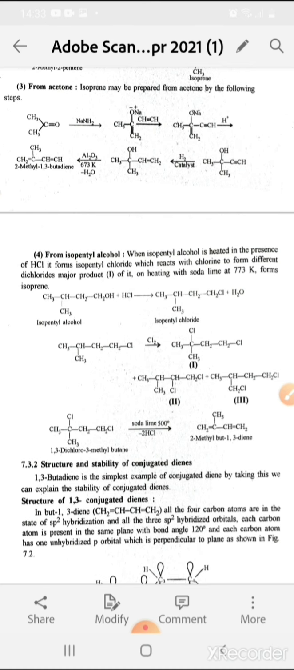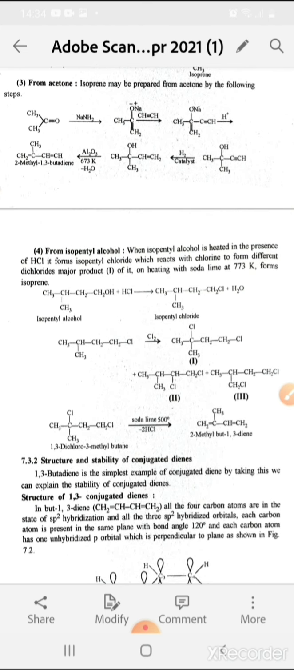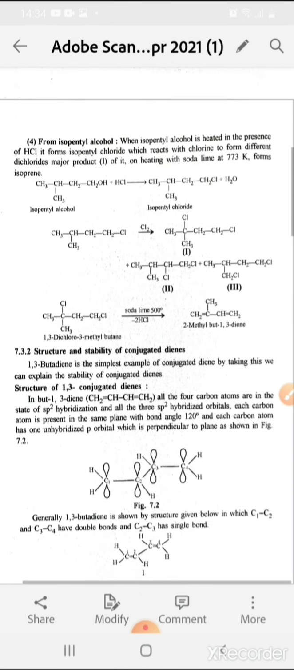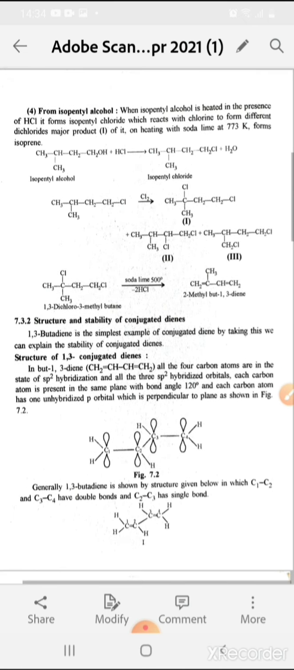So here we see this isopentyl alcohol reacts with HCl and forms isopentyl chloride, and this isopentyl chloride on chlorination forms 1,2-dichloro-3-methyl-butane and 1,3-dichloro-3-methyl-butane. Out of this, the major product is 1,3-dichloro-3-methyl-butane, which reacts with soda lime at 500 degrees centigrade, loses 2HCl and forms 2-methyl-buta-1,3-diene. Now we come to the structure and stability of conjugated dienes.